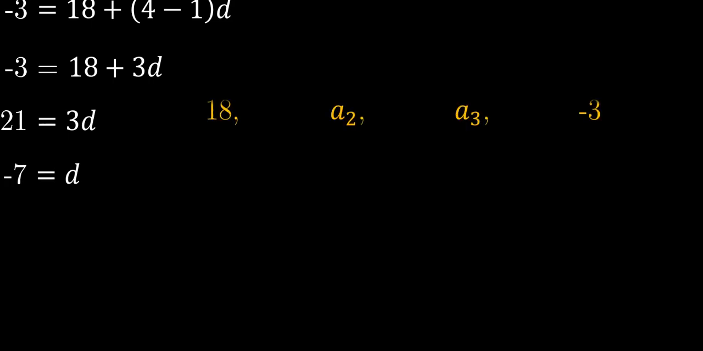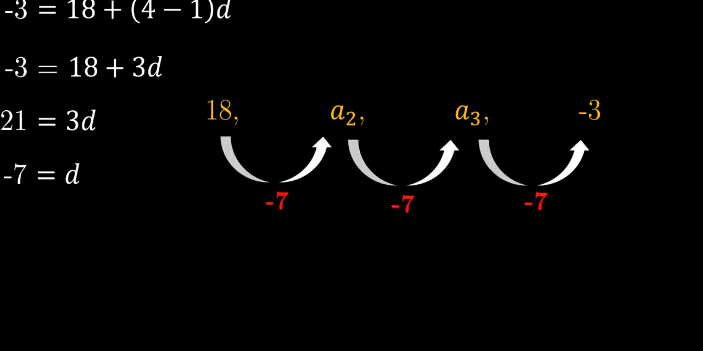Meaning, from 18, we will subtract 7 or add negative 7. If we subtract 7 from 18, that becomes 11. Subtract 7 from 11, that becomes 4. And subtract 7 from 4, that becomes negative 3, which is correct. So here is the hint. 18, 11, 4, and negative 3 form an arithmetic sequence.